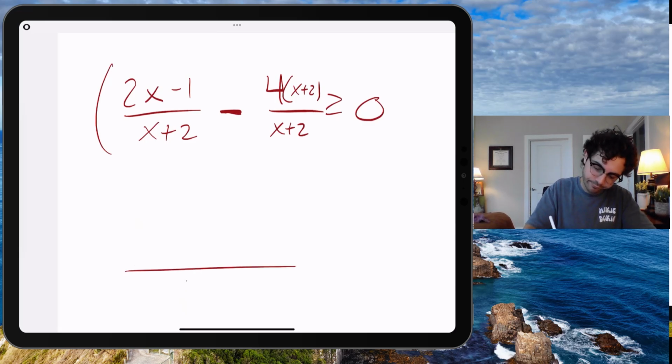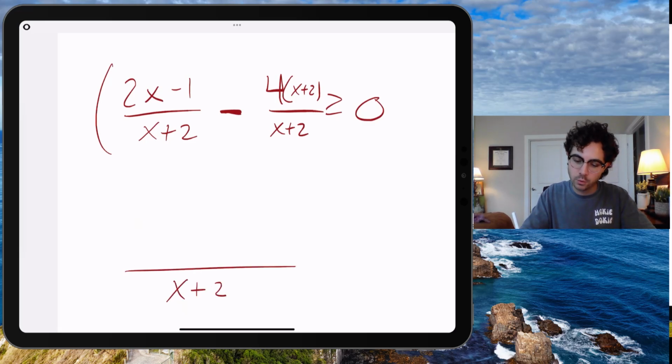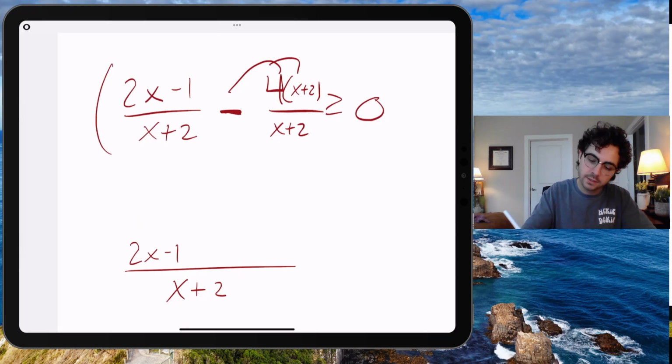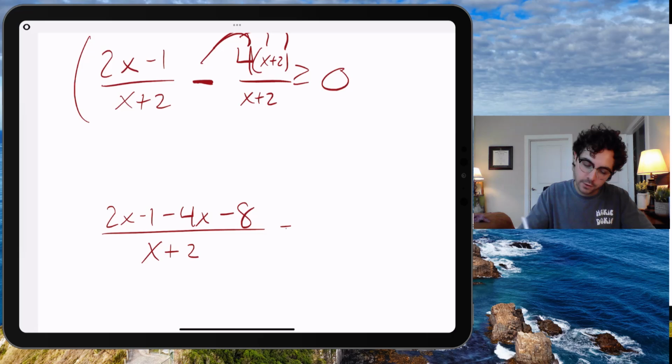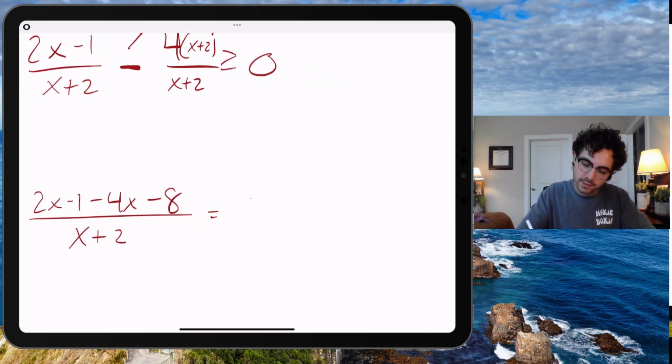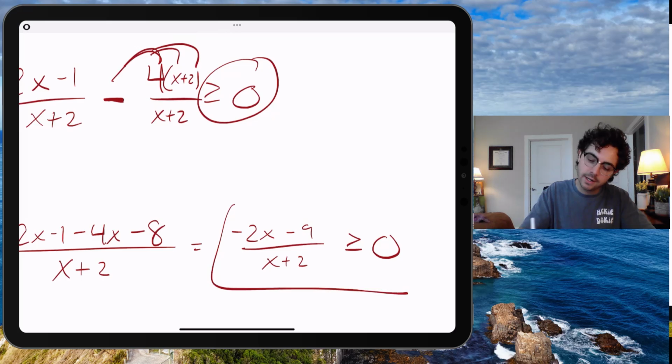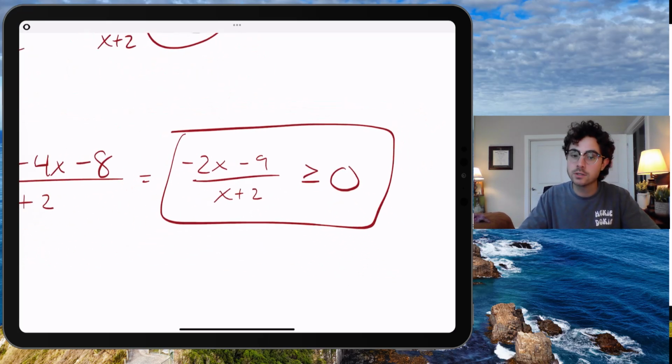So we now have x plus 2 on the bottom. We have 2x minus 1 minus 4 times x, so minus 4x, and minus 4 times 2, so minus 8. Okay, and we can simplify this first. So we'll get 2x minus 4x, that's negative 2x. We have negative 1 minus 8 is negative 9, over x plus 2, greater than or equal to 0. Keep in mind it was still all greater than or equal to 0. So now this is really the inequality we're solving for.